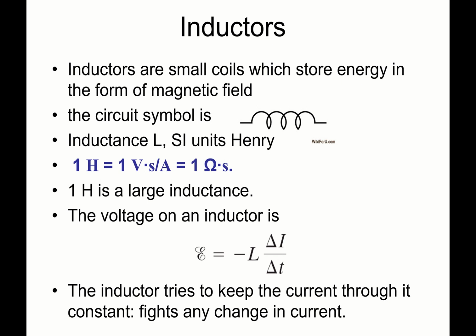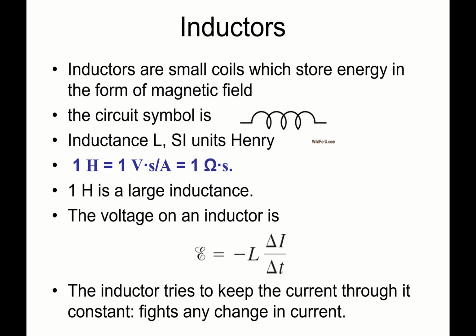The SI unit for inductance is the Henry, capital H, where 1 Henry is a volt second per amp, or an ohm second. And 1 Henry is a large inductance. Typically you'll see millihenries or maybe microhenries in a circuit.